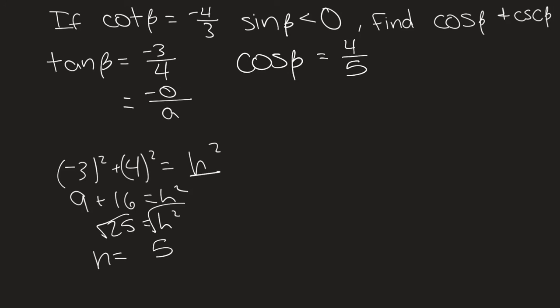And then cosecant. Well, cosecant is the reciprocal of sine. So sine is a -3/5. So cosecant is 5/-3, which can be read as -5/3 as well. And that's it for that one.